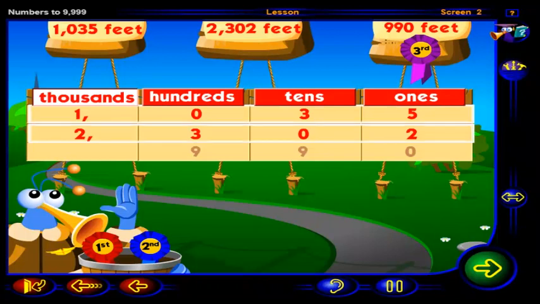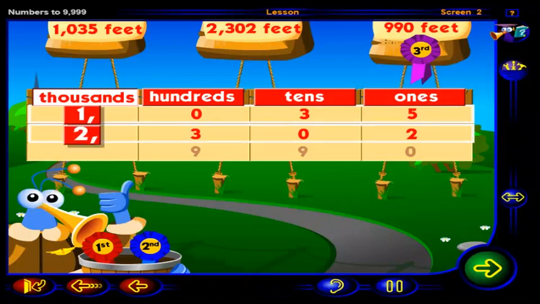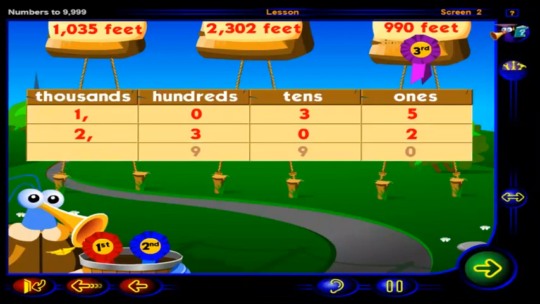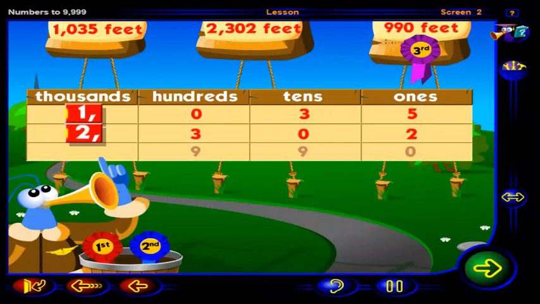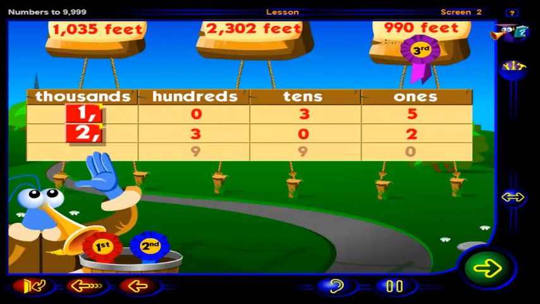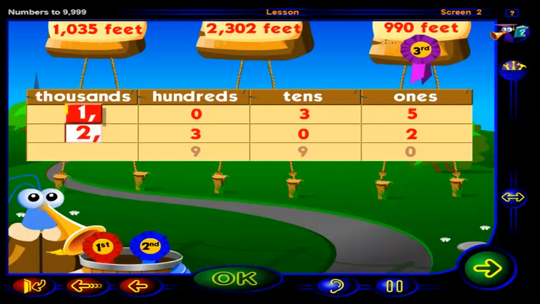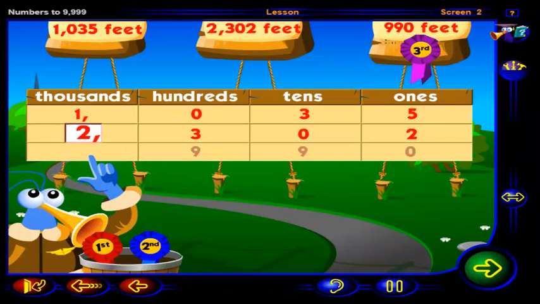To compare these numbers, we first look at the place farthest to the left, the thousands place. Which of these numbers has more thousands? Click on the digit that shows the greater number of thousands. When you're done, click OK. That's it. This digit shows the greater number of thousands.